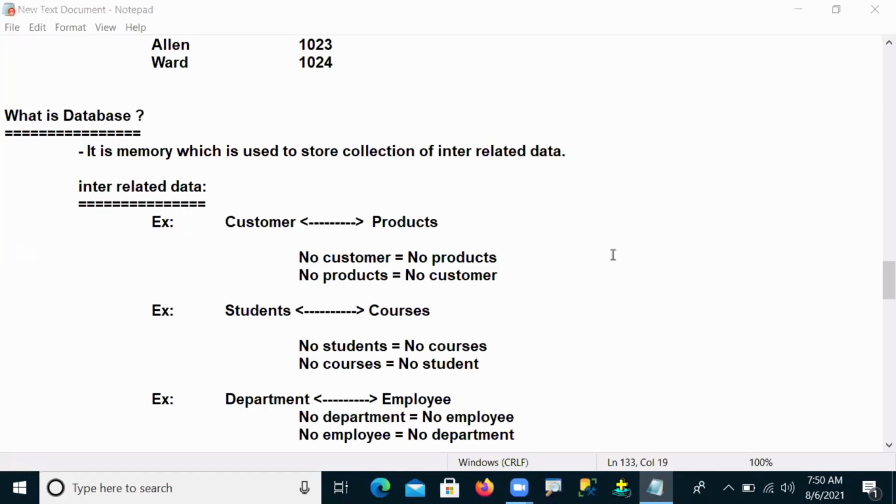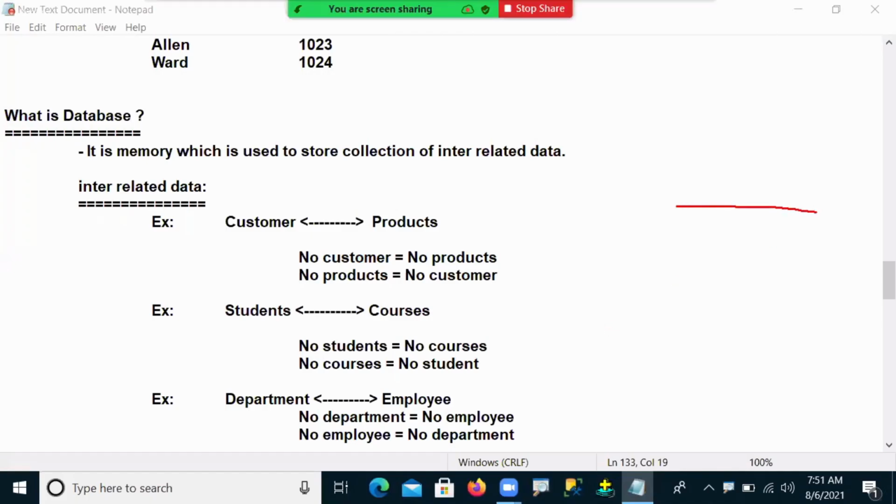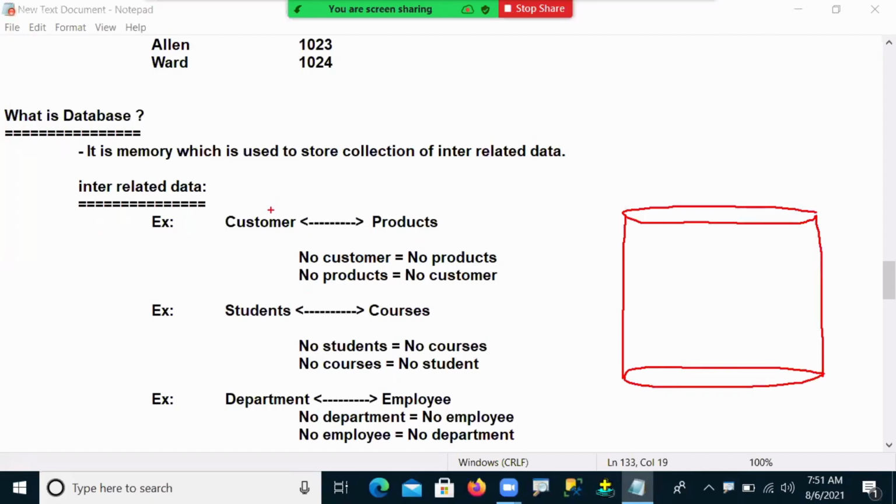Now, let you see what I'm going to do here. Whatever tables we design here, all tables are stored in one database memory, one location or one memory. So that memory is called what? Database. Whatever interrelated data there is, that is going to be stored. Like a customer, I will store it in a customer table. So I'm storing one table with the name of customer, and customer is going to have a relation with one more table called product.